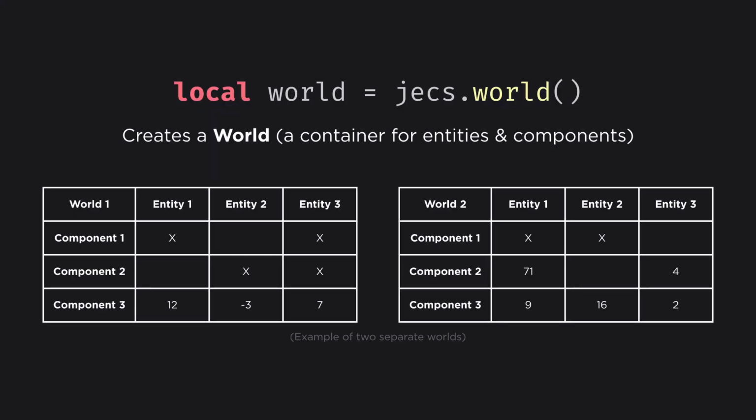To get started, we need to create a world, which simply refers to the container for our entities and components. For example, you can create a world that only focuses on bullet projection, and then create another world for your enemy AIs, since the two don't need to mix together. However, in most scenarios, you only need one world.